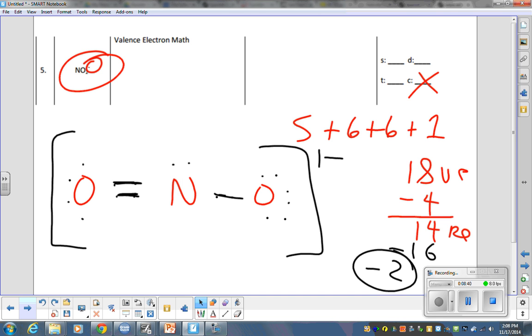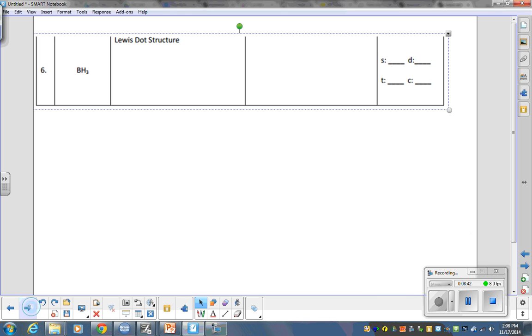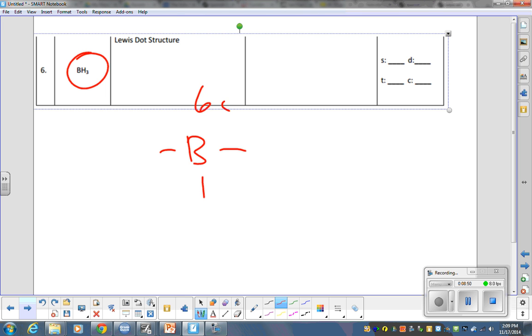Next one, BH3. BH3 is a unique molecule. Boron only bonds on 3 sides. It can only handle 6 electrons. So keep that in mind before you even start. So if I go 3 for boron, that's how many valence electrons it has, and there's 3 hydrogens, there's a total of 6 electrons.